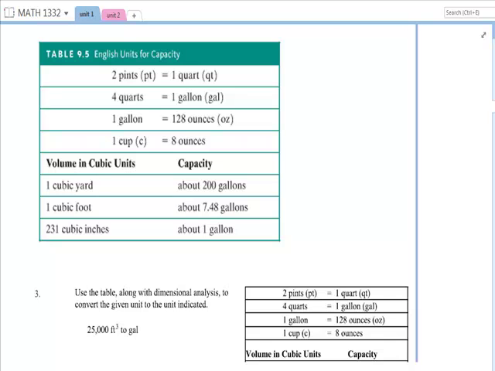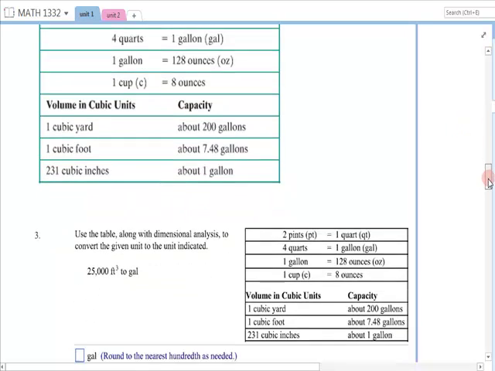But water's not measured in cubic feet, is it? Water's measured in gallons. So it would have been really nice if I'd had this fact that 1 cubic foot is about 7.48 gallons. These are 2 different ways to measure the same thing. So sometimes we need to convert. Let's take a look.